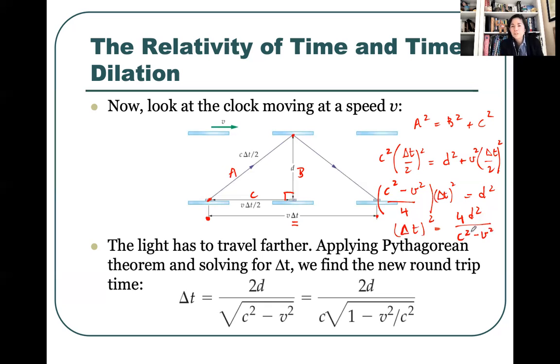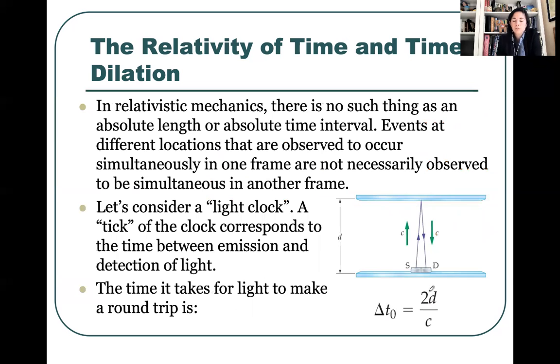All that to say that we can actually express delta t here in terms of d, which is the distance that we have between the source of the detectors and where the light is bouncing off, and then the square root of c squared minus v squared, where c is the speed of light and v here is the speed of the frame. Now that we have this clock that is moving at a speed v, we can compare that to what we had before, which was just 2d over c.